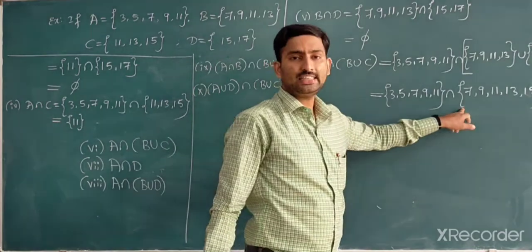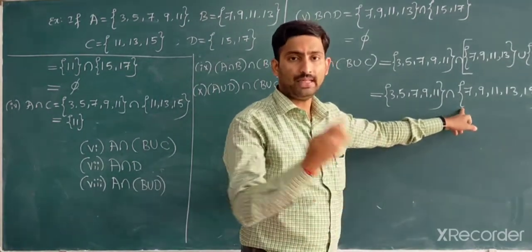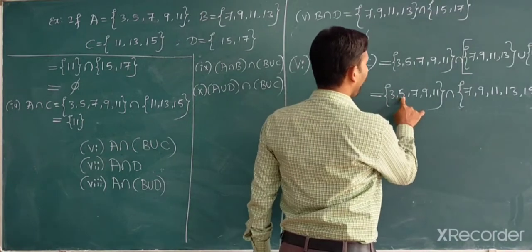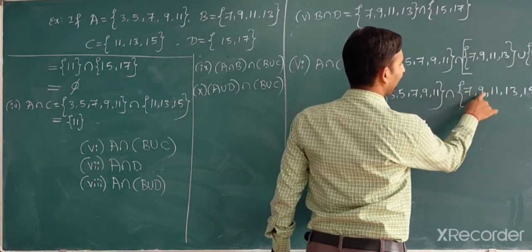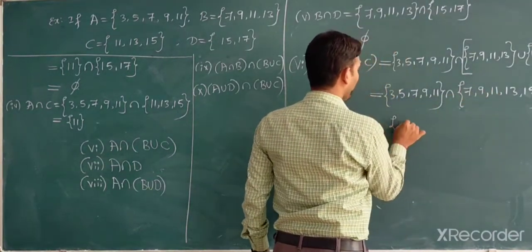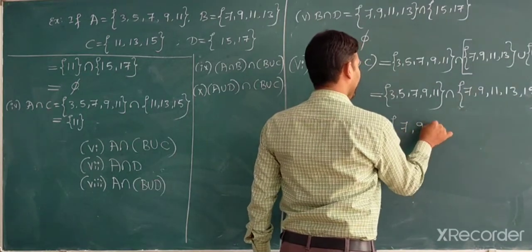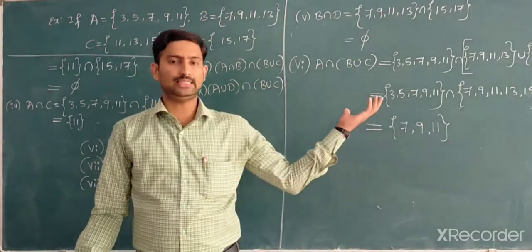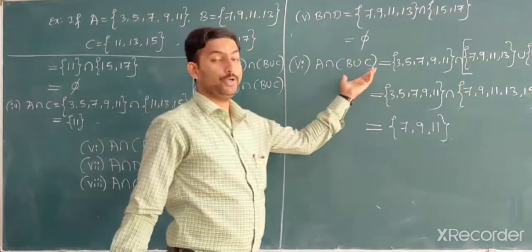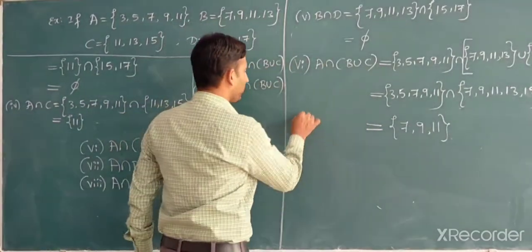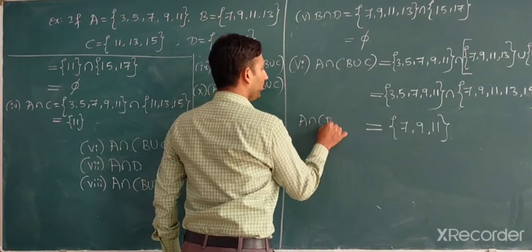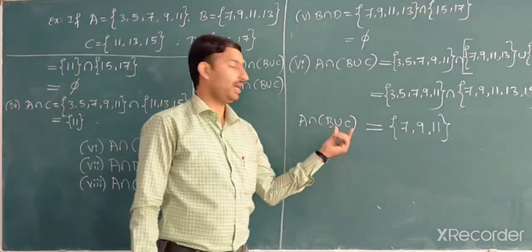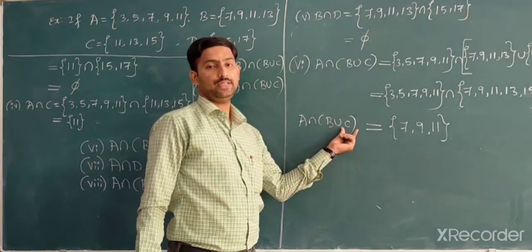After that, what is the intersection value? Intersection means common elements we have to pick. Correct? The common elements: 3, 5, 7, 9, 11. 7, 9 and 11 are common. Therefore, you keep it as 7, 9, 11. 7, 9, 11 is the common element between the sets A intersection B union C. Correct? This type of question is very important for your exam. In any exam, they may ask you to find the value of A intersection B union C.